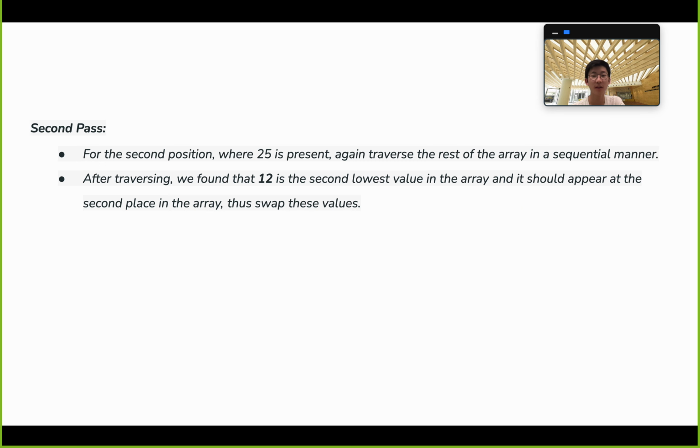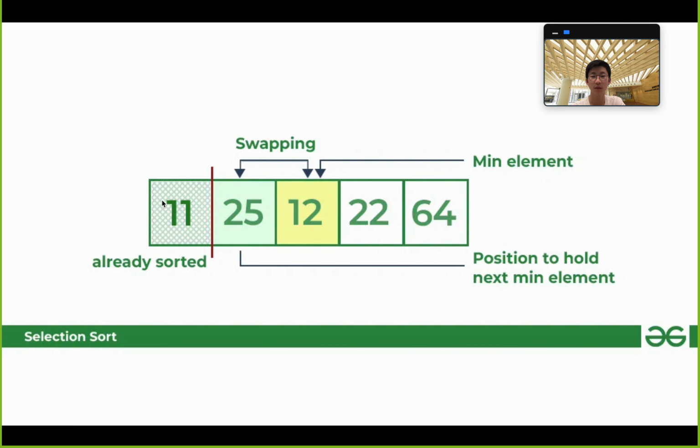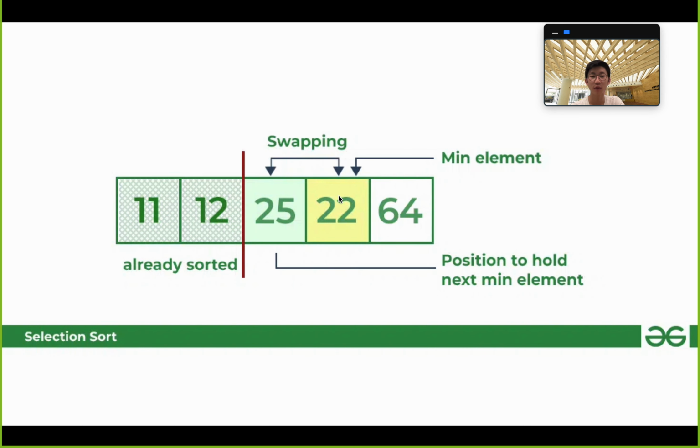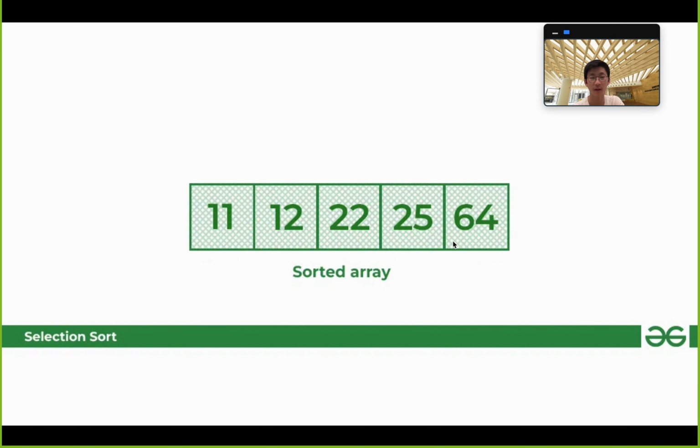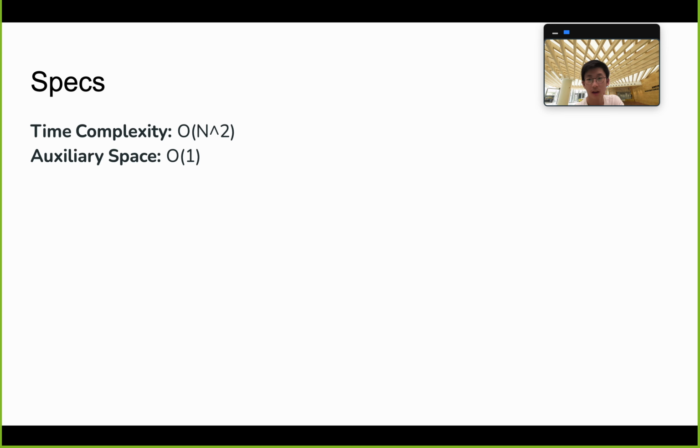So here we find 11, and then next you see we move 11 to there, and then we find 12, which is the minimum, and we move 12 to here, and then we find 22, which is the minimum in the unsorted, and we move 22 here, and then we find 25, and we move 25 to there. So you can see it's sorted. Okay, and the specs are the same as bubble sort.